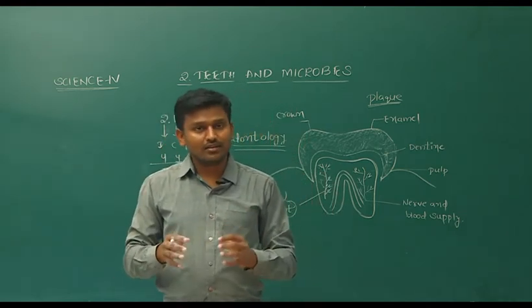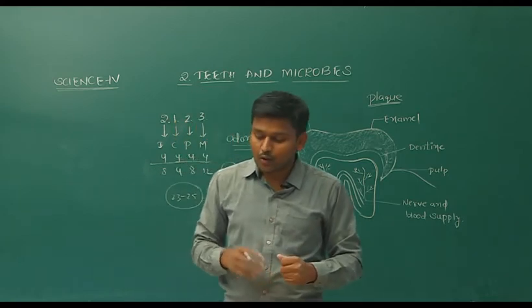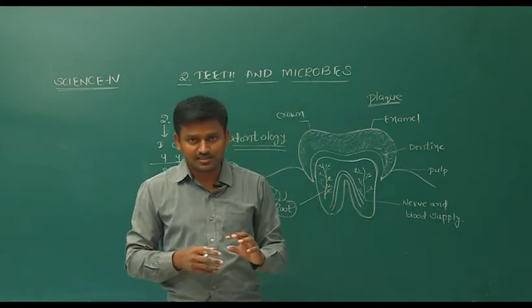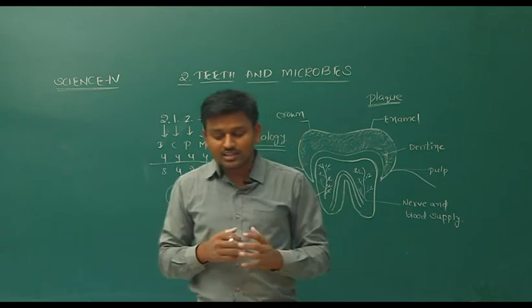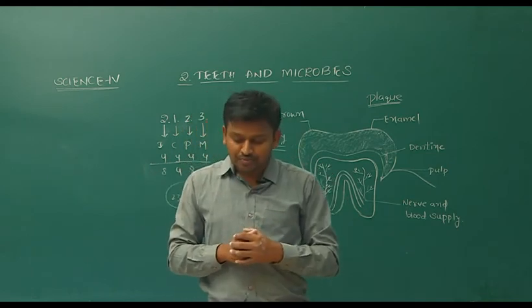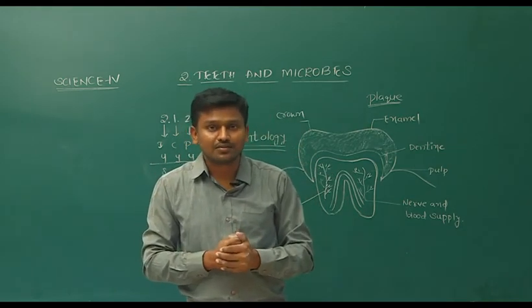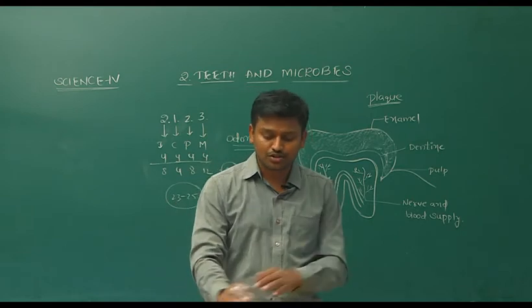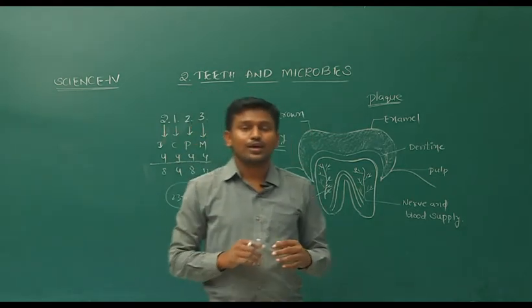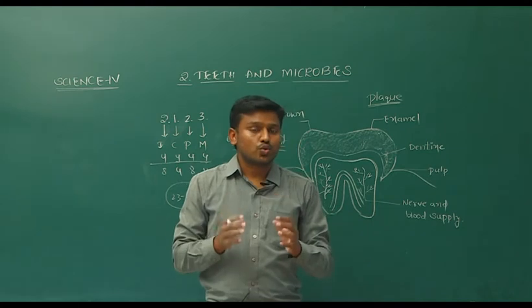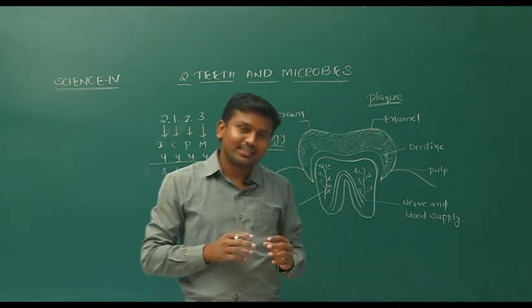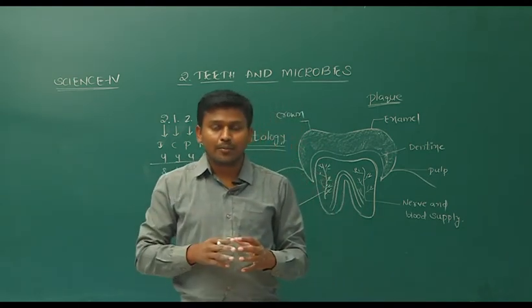So with that, we can prevent this disease. Now, as we have seen four important diseases regarding teeth, let's see how to take care of the teeth. Let's see some precautions. The first one is we have to brush our teeth twice a day, early in the morning and before you go to bed.